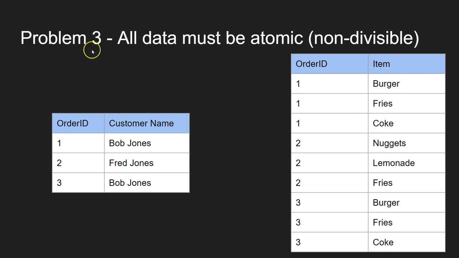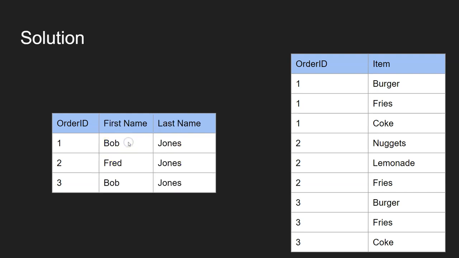Good. Third thing, all data must be atomic or non-divisible. Well, what's the problem? If you have a look over here at customer name, Bob Jones, you can see that Bob Jones isn't atomic. It can be divided further into his first name and last name, and that's no good, because that makes it some kind of composite value. It needs to be separated out because those are different things. So you create a column for their first name, a column for their last name, and you just put them in separate cells. It looks like that. Good. So that's how you put a database table into first normal form.